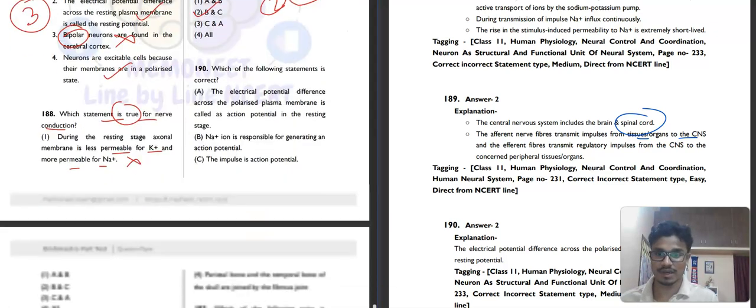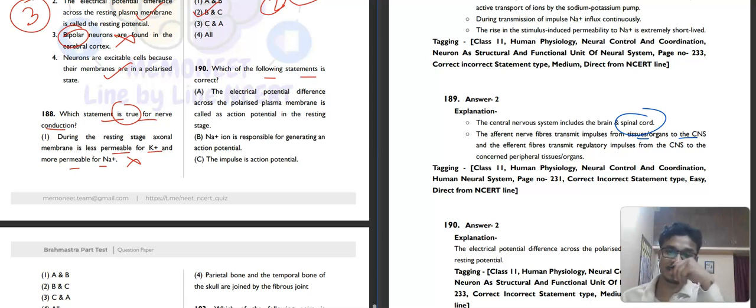Then question number 190. Which of the following statements are correct? The electrical potential difference across the polarized plasma membrane is known as action potential in resting stage. The electrical potential difference across the polarized plasma membrane is called resting potential. So this is not correct. Then Na plus ion is responsible for generating an action potential. Correct. The impulse is action potential is also correct. So here B and C are correct. The second option will be your correct answer.